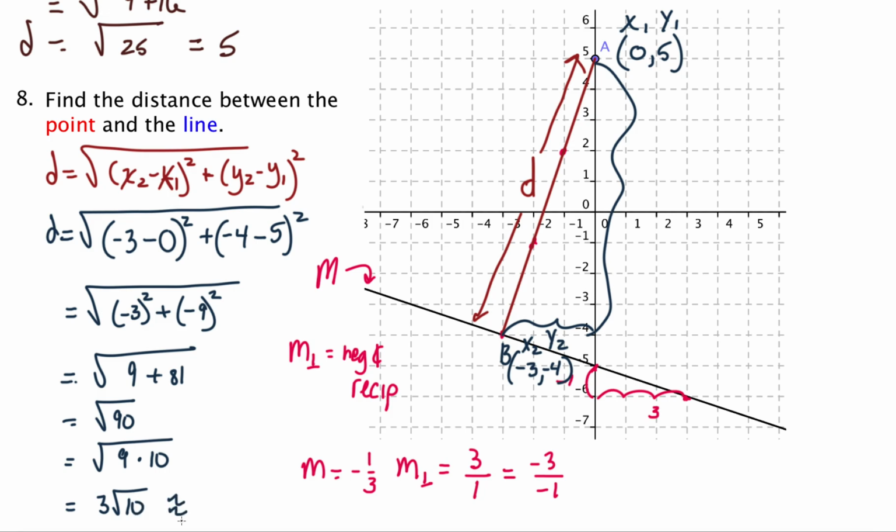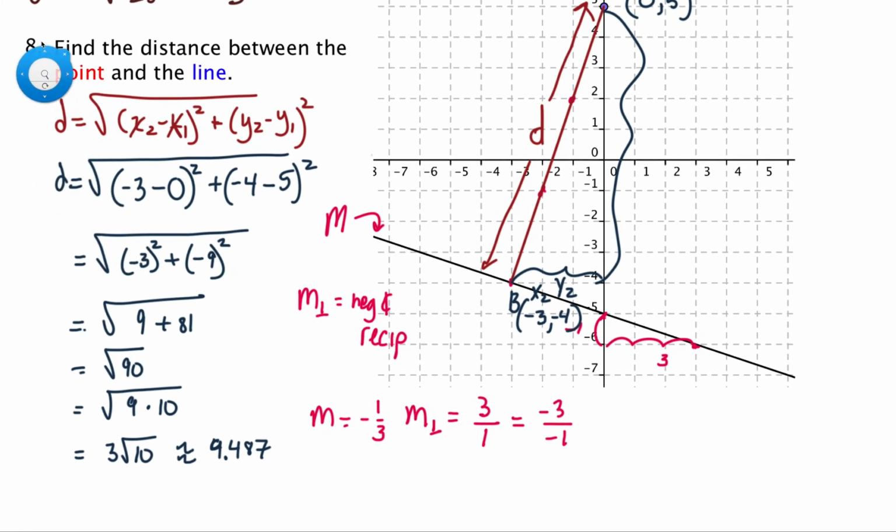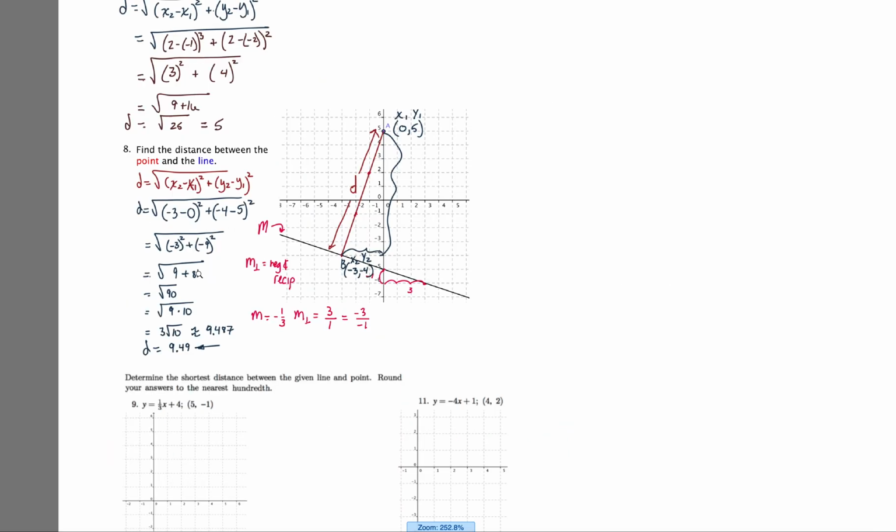But if we want to find the decimal, of course we have to round. We get 9.486. And then if we're rounding to the nearest hundredth, our distance would be 9.49. So it's about 9 and a half. So it's not quite 10. 10 would have been straight down, but this is shorter. Shortest distance. Okay. That one's done.